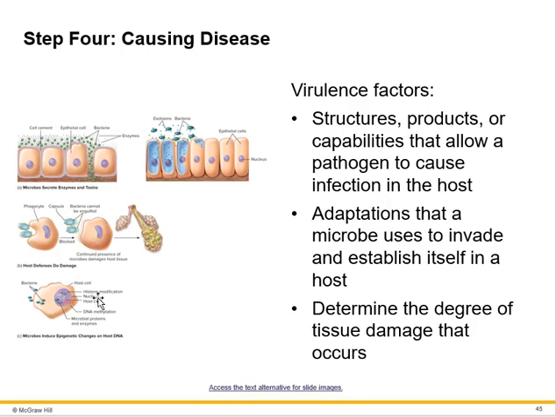Toxins are also produced, and they can do some damage, but those are, again, virulence factors. If they produce those toxins or enzymes, then they're able to cause disease more easily, and without them, they do not. So they're structures, products, or capabilities that allow the pathogen to cause infection in a host, the adaptations that the microbe uses to invade and establish itself in a host, and they determine the degree of tissue damage that occurs. All of those are characteristics of a virulence factor.